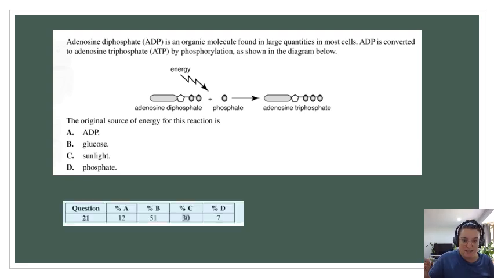Fabulous. So 30% of students got this correct. When you think about it, the students that answered this question had also learned about respiration. So you can see where that misconception comes from, that 51% of them thought that glucose was the original source of that ATP molecule, where it's not. It is sunlight. Sunlight is, if you think back to food chains, the original energy source for plants, for them to make ATP and therefore make glucose.